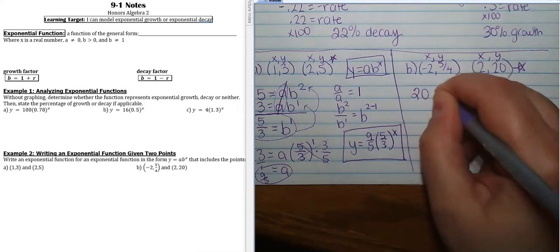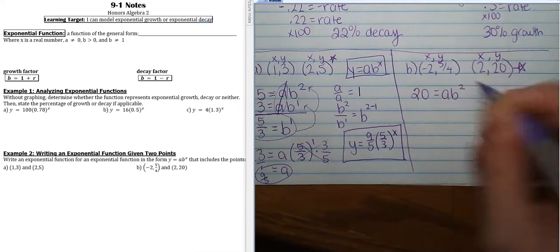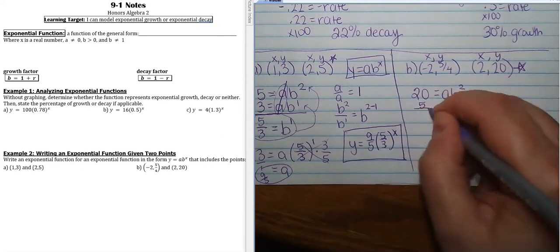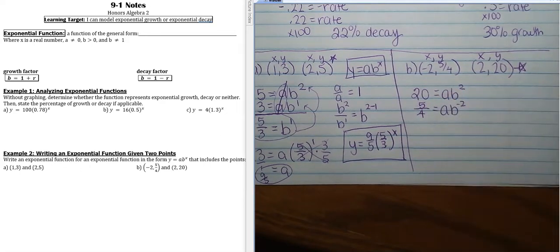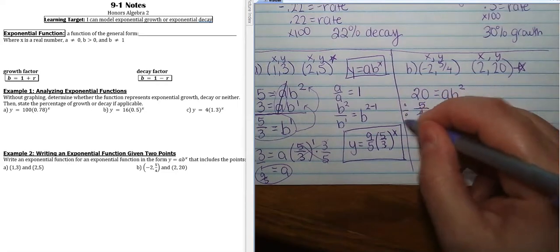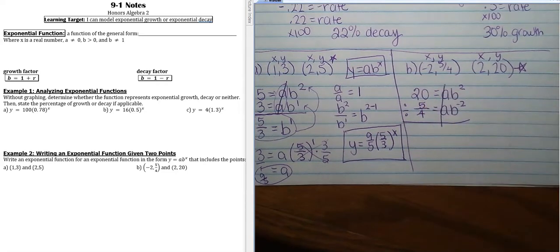So I'm going to set up 20 equals AB squared, and then 5/4 equals AB to the -2. Okay, we're going to divide the bottom line from the top line. That gets rid of or eliminates that variable A.